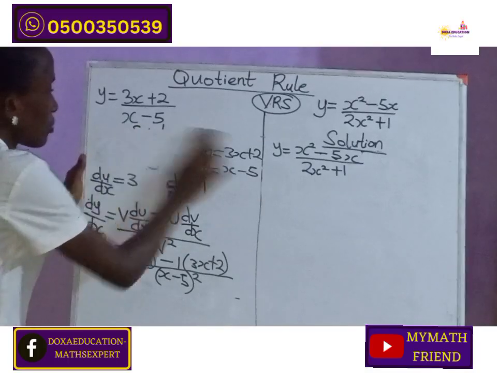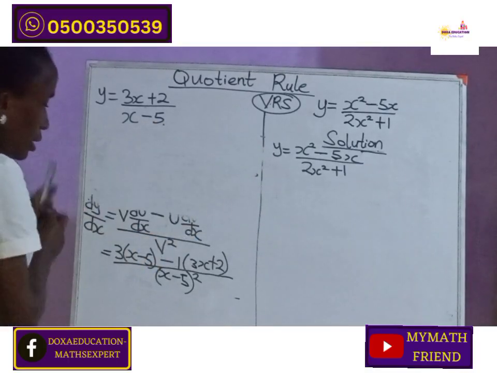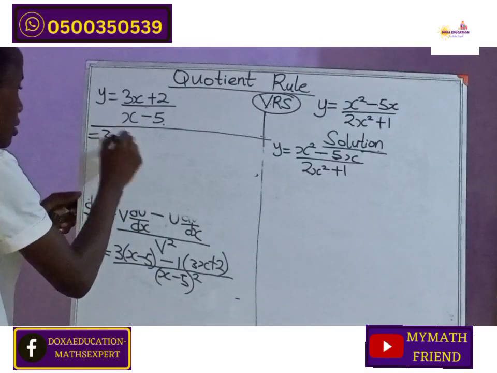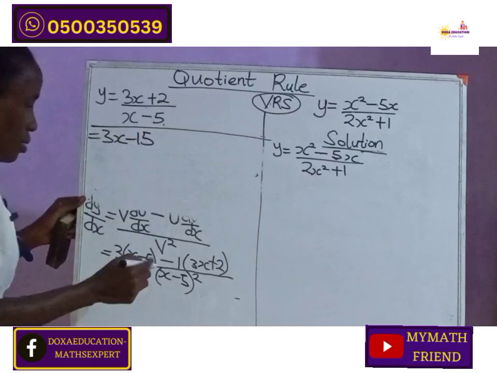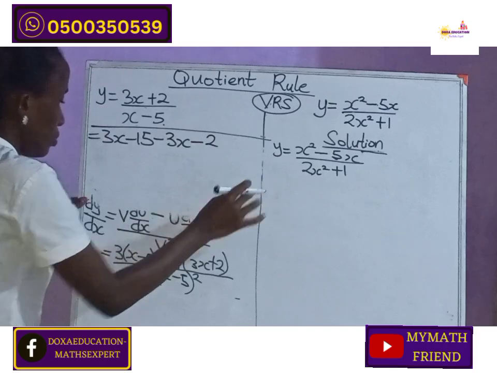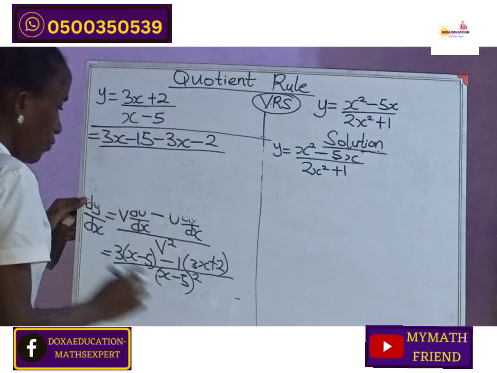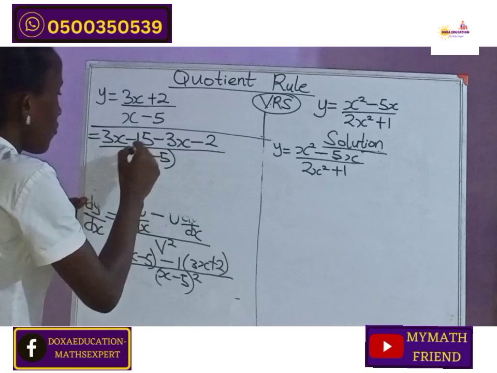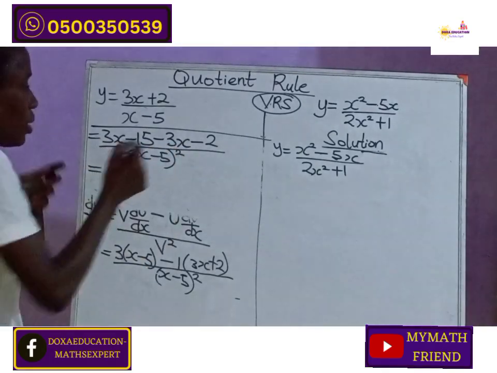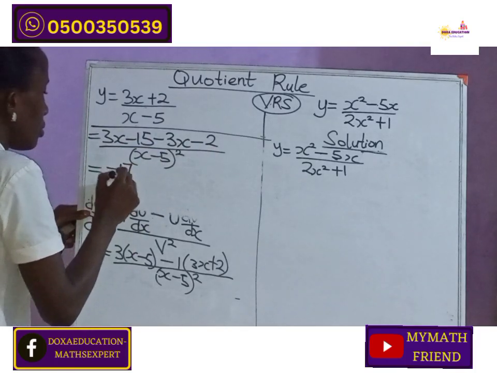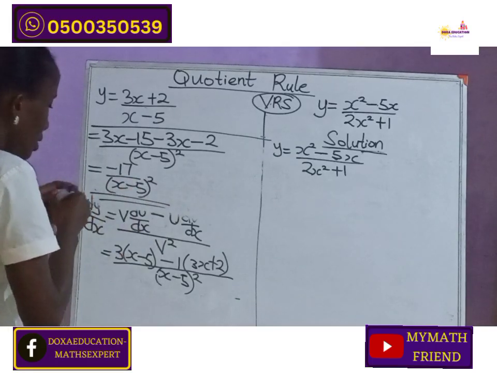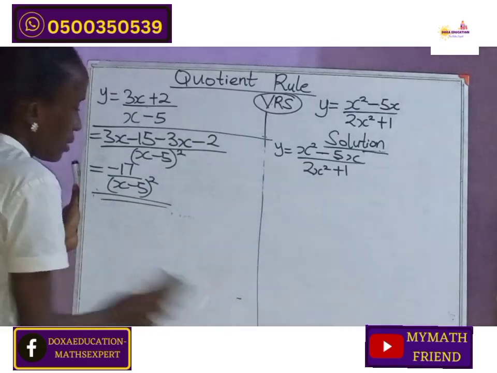So when we expand the bracket, we're going to have 3x, 3 times minus 5 is minus 15, minus 3x, minus 2, all out of x minus 5 all squared. Grouping like terms, 3x minus 3x is 0. Minus 15 minus 2 is minus 17. All out of x minus 5 all squared. And this is the answer for this function.